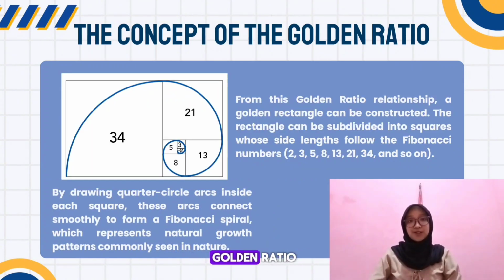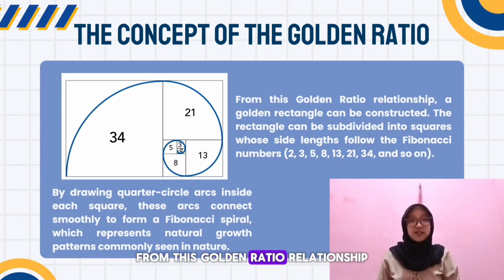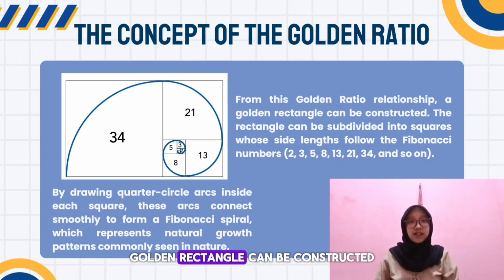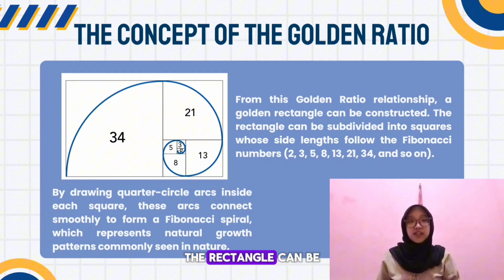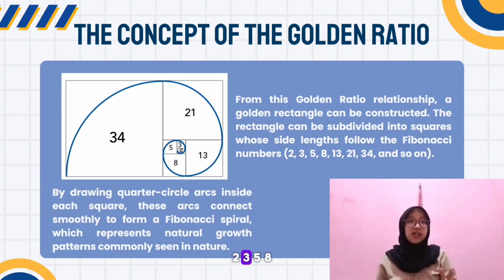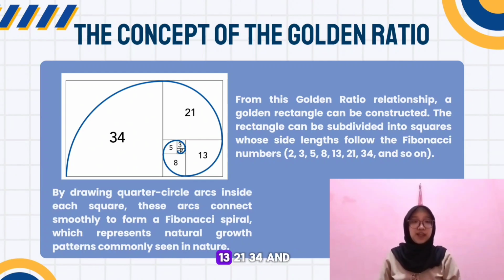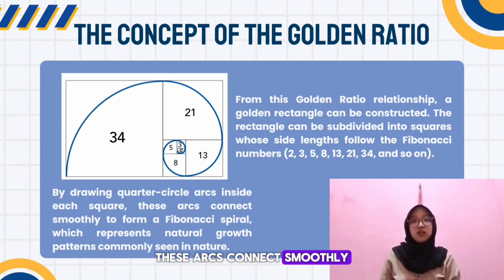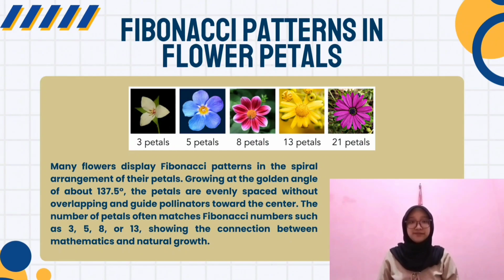The concept of the golden ratio. From this golden ratio relationship, a golden rectangle can be constructed. The rectangle can be subdivided into squares whose side lengths follow the Fibonacci numbers 2, 3, 5, 8, 13, 21, 34, and so on. By drawing quarter-circular arcs inside each square, these arcs connect smoothly to form a Fibonacci spiral, which represents natural growth patterns commonly seen in nature.